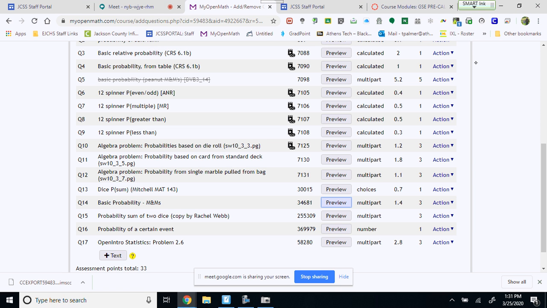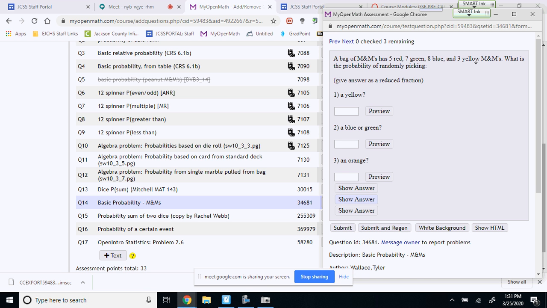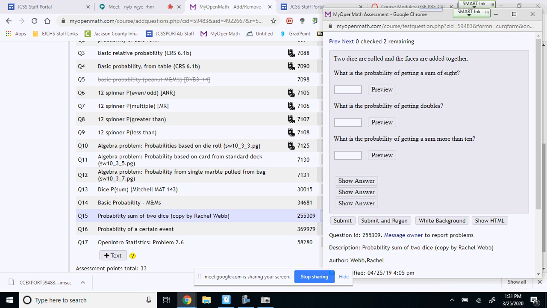Let's go here. How about this one? It's another M&M. 15. Oh, getting the sum of it. Yeah, you've got that. Getting doubles. What does it mean by doubles? 2 and a 2, 3 and a 3, 4 and 4 is 8, 6 and 6 is what? 12.